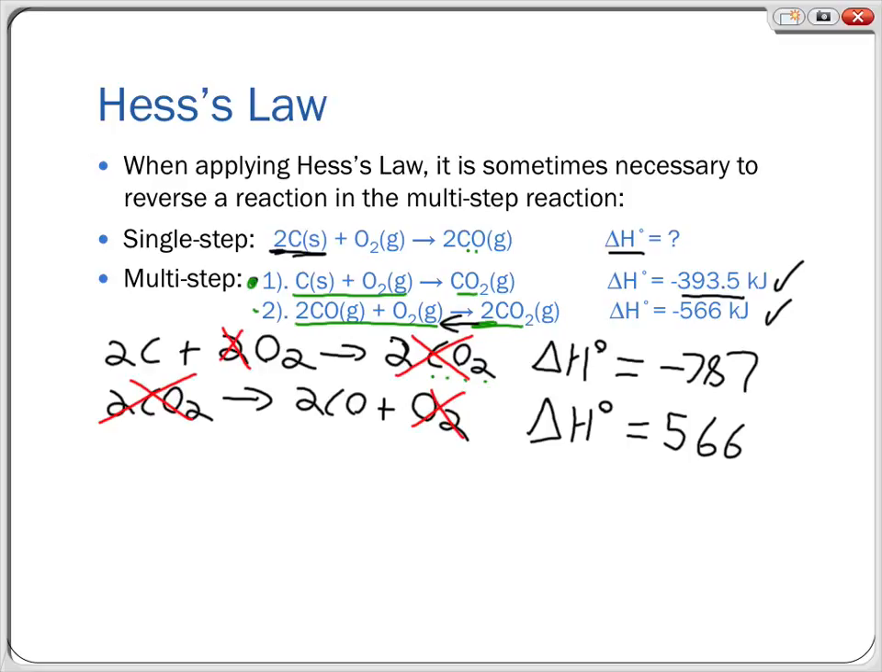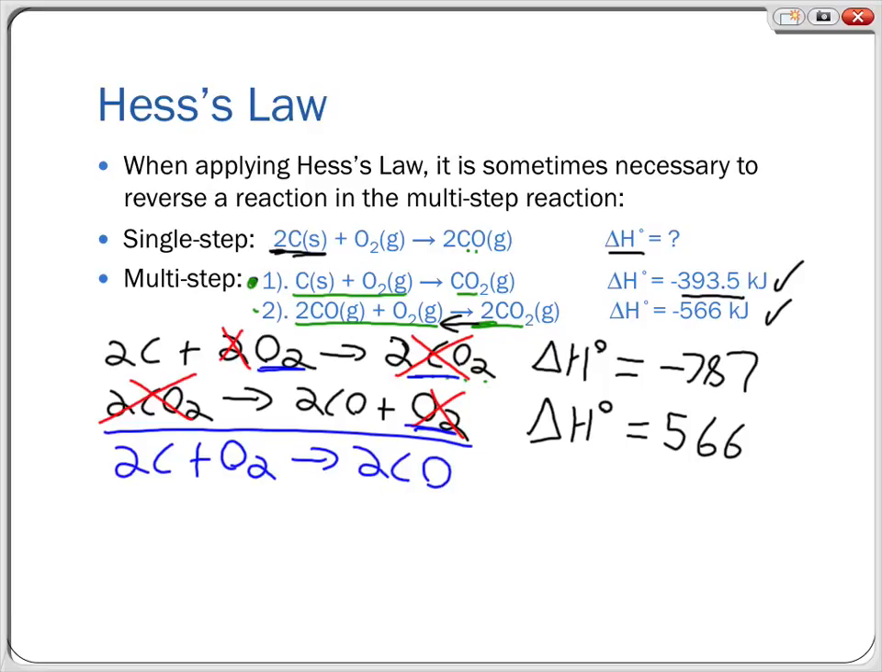And so let's look at what remains. Now everything else is uncancelable. So we have 2 carbons plus the only other thing here, O2, yields, on this other side, all we have is just 2CO, because the oxygen is canceled out as well. So how does this compare with the original one? 2C plus O2 yields 2CO. Hey, we've managed to put together these two multi-steps to end up with the one step.